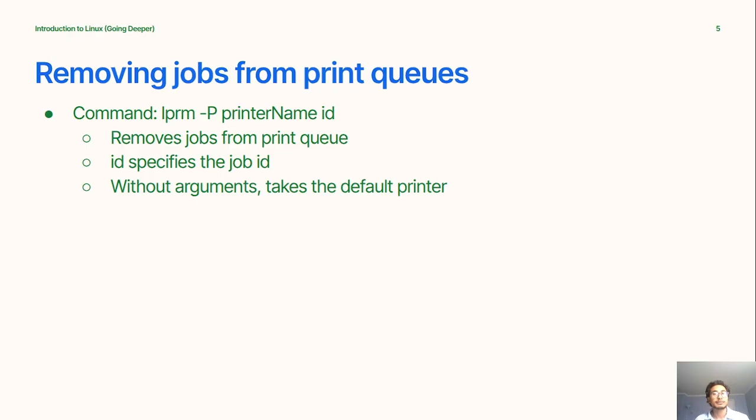So, removing jobs from print queues, for that we have the lprm command. It removes jobs from the print queue, and then the id specifies the job id, and without arguments it takes the default printer.